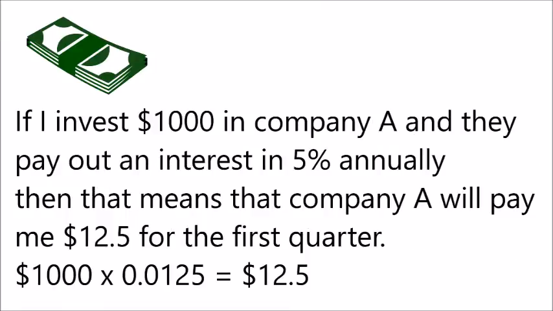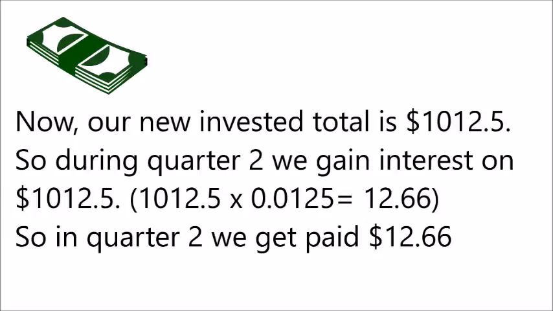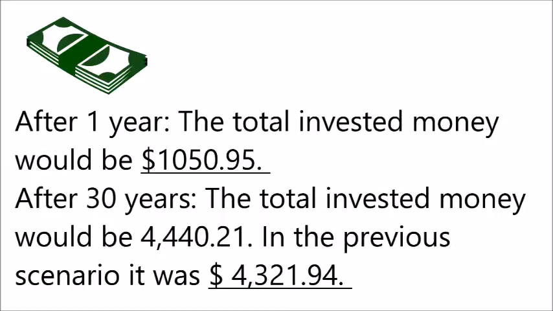Again, if I invest $1,000 in Company A, they pay out an interest of 5% annually. And that means that Company A will pay me $12.50 for the first quarter. Our new total is $1,012.50. Now, during quarter 2, we're gaining our interest on our $1,012.50. So in quarter 2, we get paid $12.66. Now after the first year, our total invested money would be $1,050.95. And after 30 years, our total invested money would be $4,440.21. In the previous scenario it is $4,321.94.